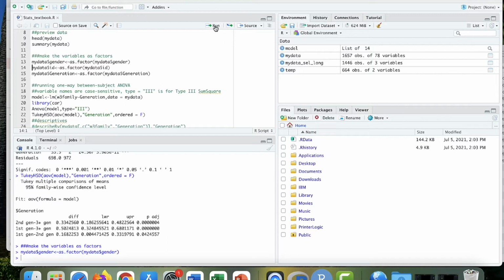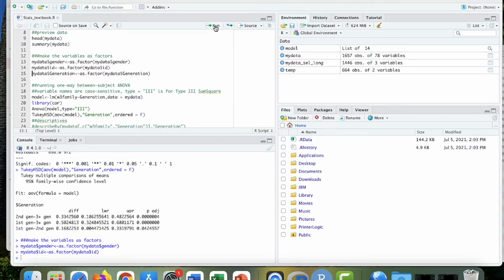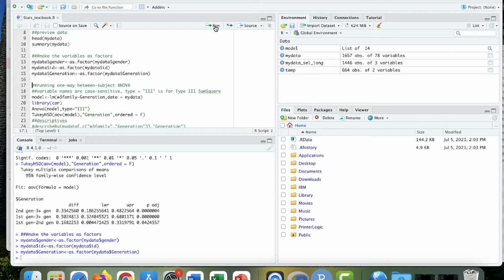And ID is also a factor. And then generation. In my data set, I have data from first, second, and third generation American students. So first generation students were born outside of the United States and then moved here. Second generation students were born in the United States, but at least one of their parents was born outside of the United States and then immigrated. And third generation is children whose parents were both born in the United States. So those are the three generations.